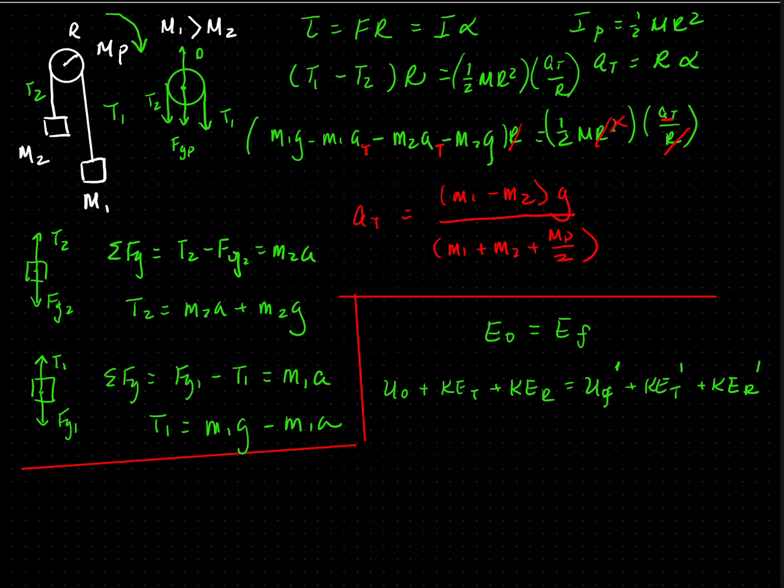We know that M1 is going to fall because the mass of M1 is greater than M2. If M1 falls, the height that it is going to fall, H, is going to be the same as the height that M2 is going to gain on the opposite side. To make my calculations a little bit easier, I'm going to assume that there is no potential energy at the beginning for both.